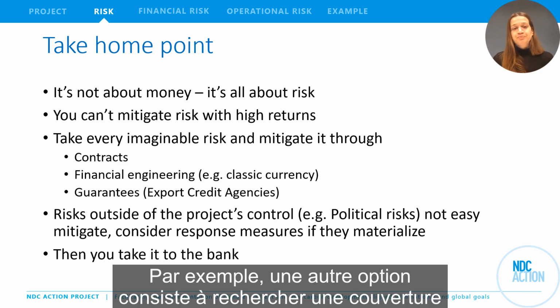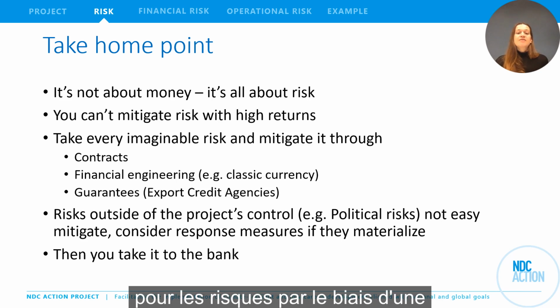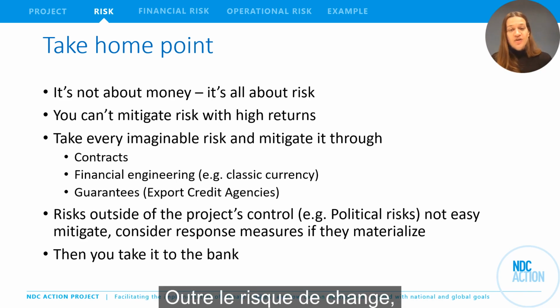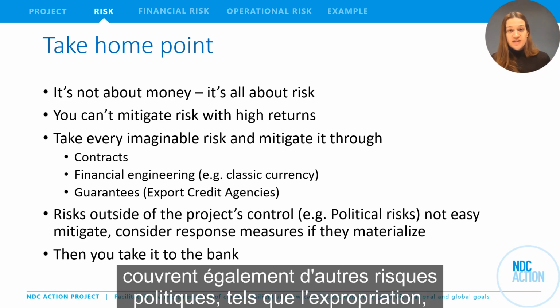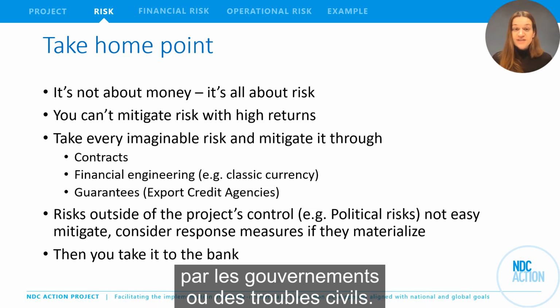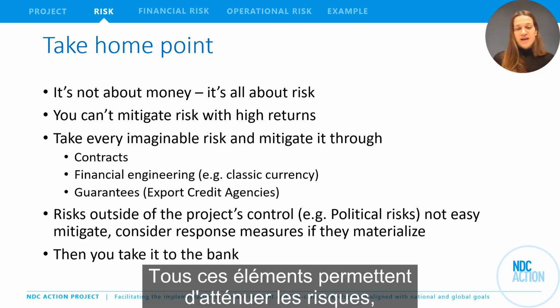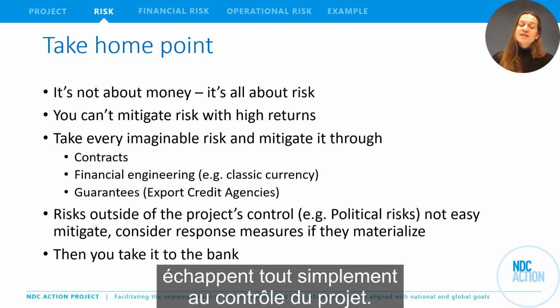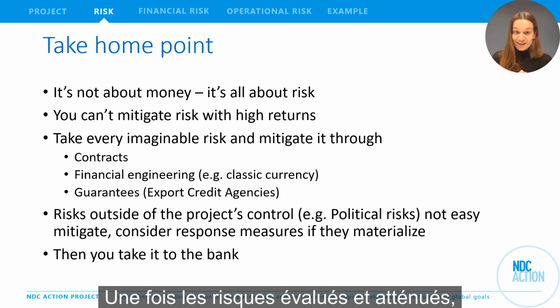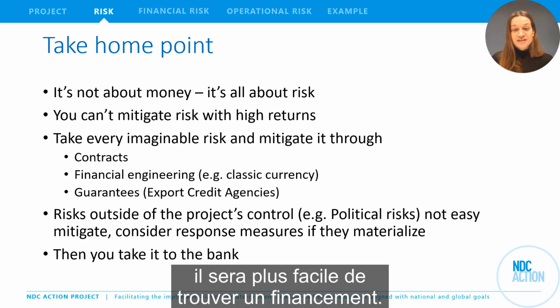So one option is to seek borrowing in local currency, and that's provided in some cases by multilateral development banks, for instance. Another option is to seek coverage for risks through a guarantee by export credit agencies. Besides currency risk, export credit agencies also cover other political risks such as expropriation, payment moratoriums imposed by governments, or civil unrest. All these are risk mitigators, and they are helpful as some risks are simply beyond the project's control. With your risks assessed and mitigated, finding financing will be easier.